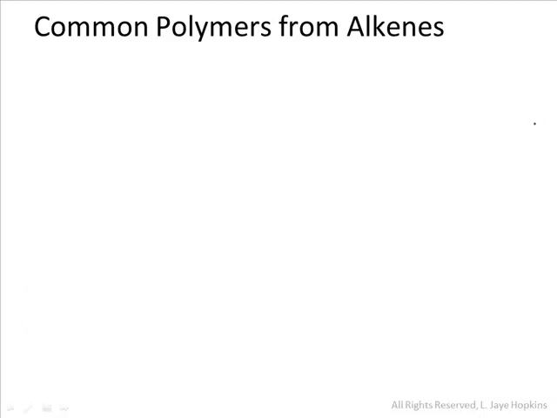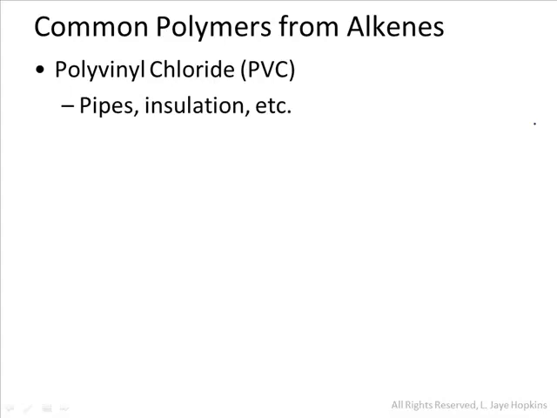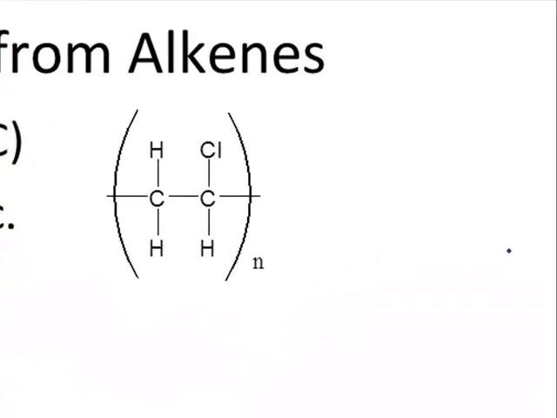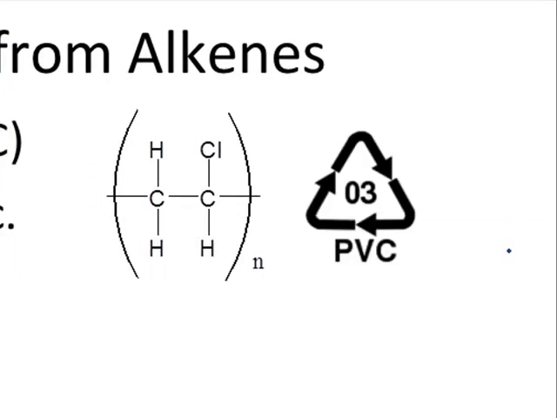We could talk about polymers all day. I know you'd like that, but I know you also have other things to do as well. So let me wrap this up just by showing you a few quick structures of some other common polymers. Polyvinyl chloride, or PVC, is actually also a polymer that comes about from an alkene. It's probably most famous for uses in things like PVC pipes and insulation. The only difference between PVC and polyethylene is the presence of a chlorine atom attached to one of the carbons. It's recyclable plastic number 3.